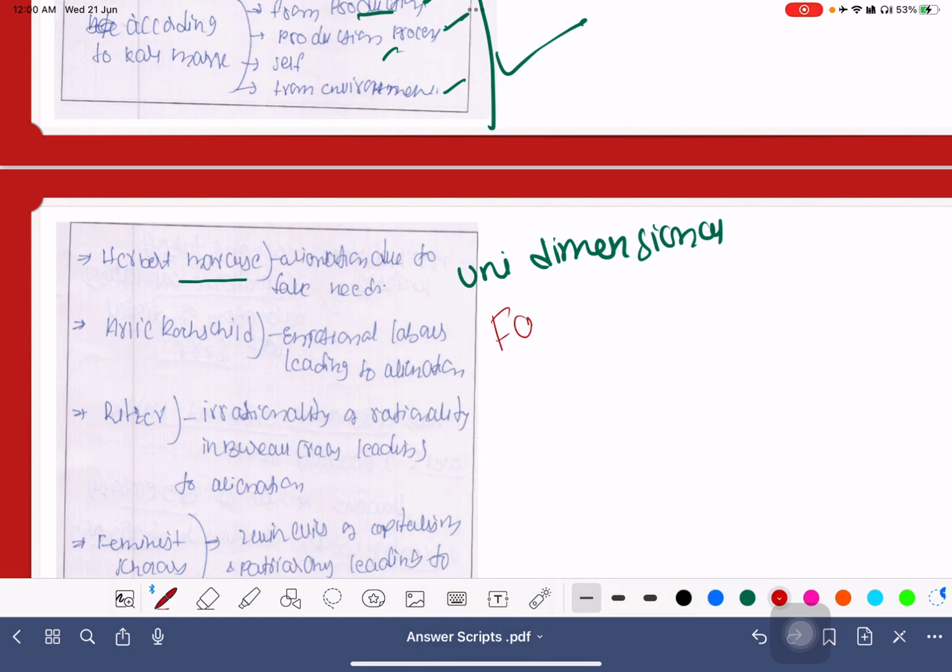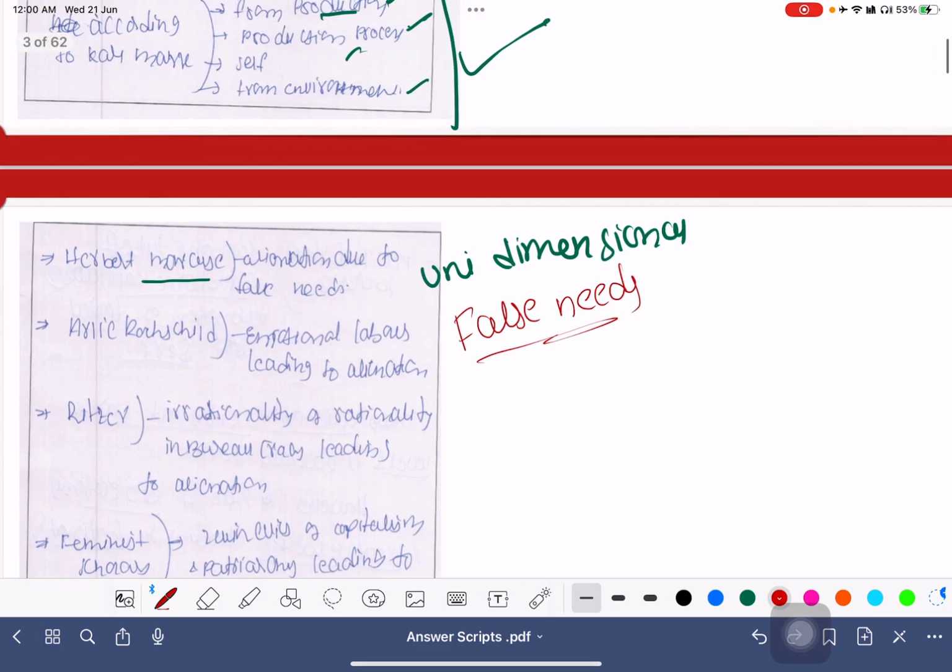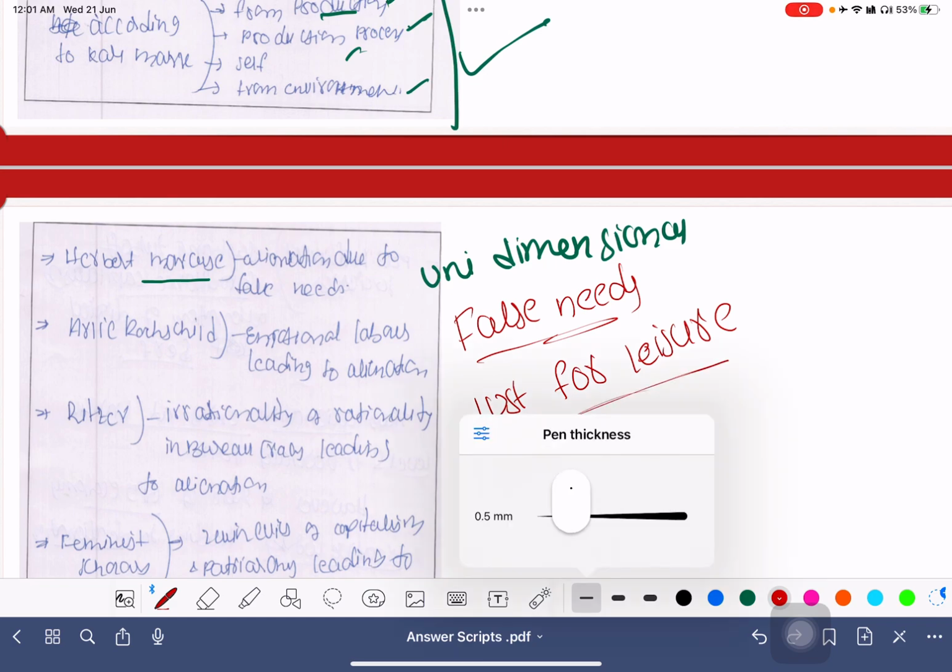What are false needs, sir? From morning to evening, the worker will work in a factory. In the evening, in his lust for leisure, he trades his hard work for money. As soon as he earns the money, in pursuit of leisure, he spends all the money he earned. Suppose from morning to evening I have been working in one factory and I earned money. By seeing the advertisements, I want an Apple phone, or any other luxurious goods, so I spend the money.